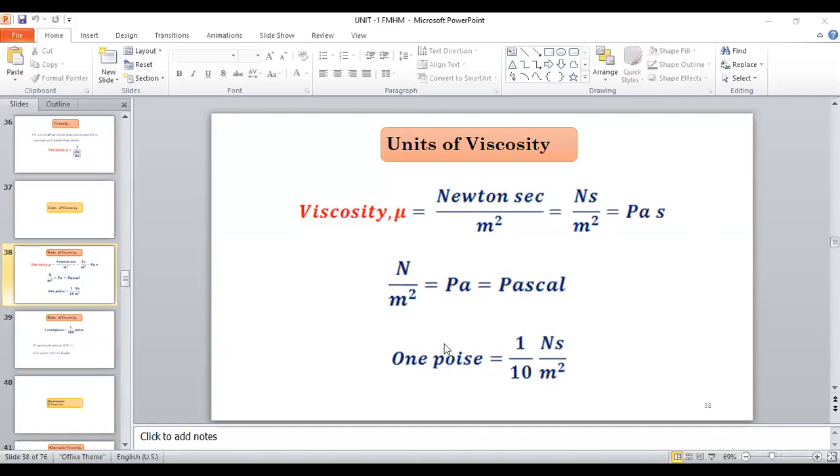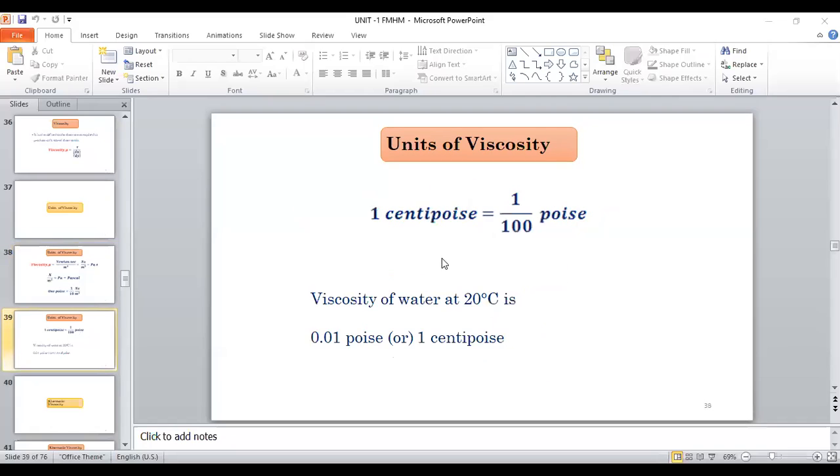And one more thing, it may be given in terms of centipoise. Here, instead of poise, centipoise will be given. So 1 centipoise equal to 1 by 100th of poise. Suppose the problem gives 2 centipoise. What will you get? You will get 2 by 100th of poise. Again, 1 poise is equal to 1 by 10th of Newton second per meter square. So you have to solve it that way.